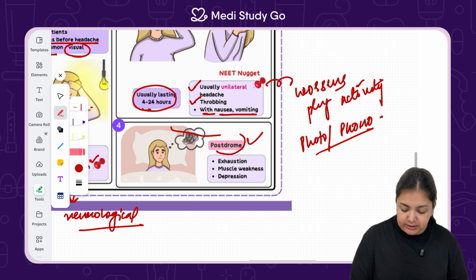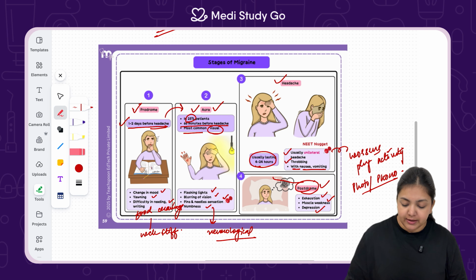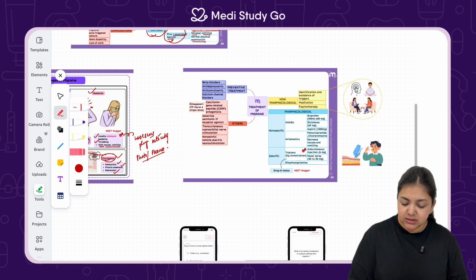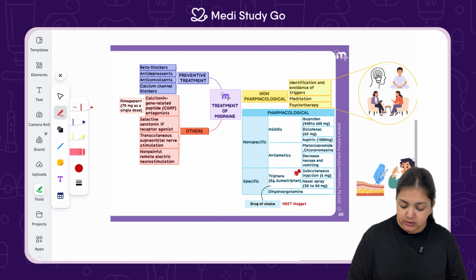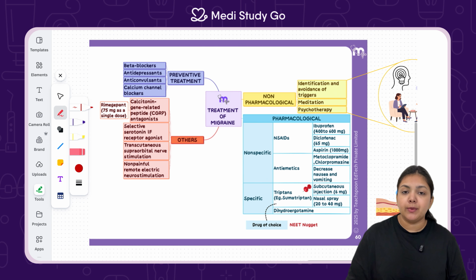Within the postdrome stage, the patient is exhausted, has muscle weakness, and is in a depressed situation and just wants to rest. So these are the 4 stages of migraine, which is prodrome, aura, headache, and postdrome. After we know the stages, we are going to move towards the treatment, which includes several aspects like the preventive treatment, non-pharmacological, and pharmacological treatment.